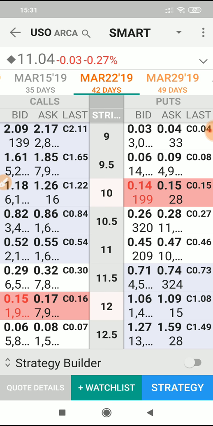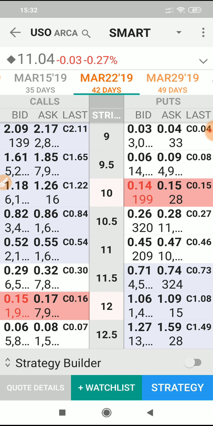So now I've got two legs where I'm collecting premium on both sides, and I basically want USO to stay between 10 and 12 between now and that expiration. If it stays between 10 and 12, then I collect all of this premium. If it doesn't, then I've got some obligations to follow up on, and that's the next stage in the strategy.